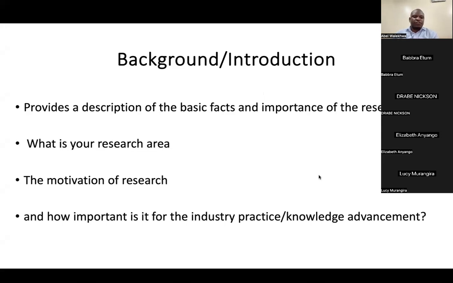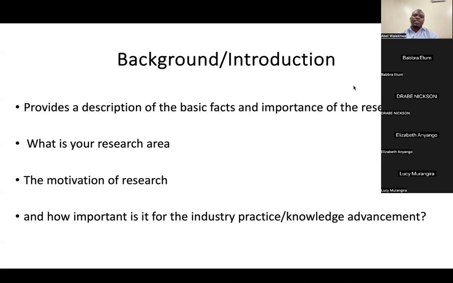So the background or the introduction, we are saying, provides a description of the basic facts and the importance of the research that you want to work on. And within the background, you try to mention what research area you want to work on. Do you want to work on, let me use an example, alcohol consumption among pregnant women? Is that what you want to research? That can be your research area.